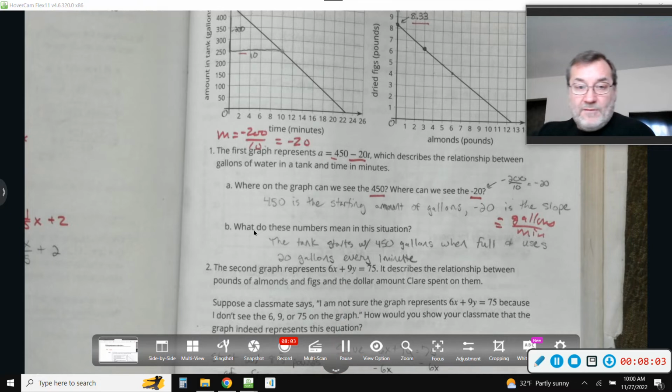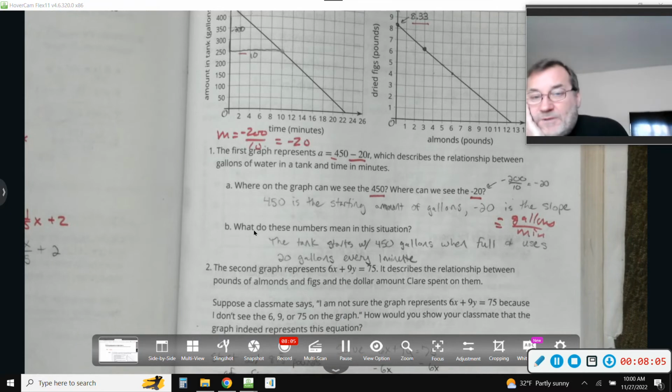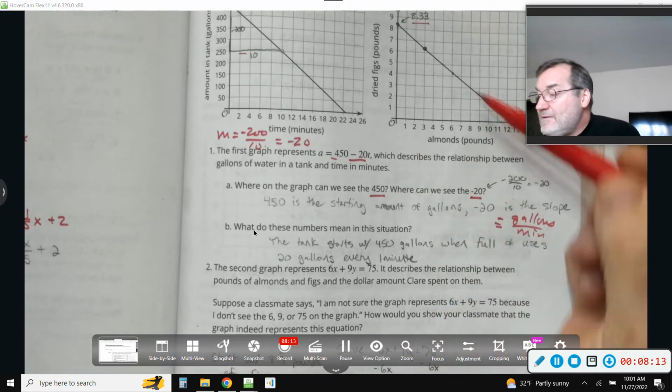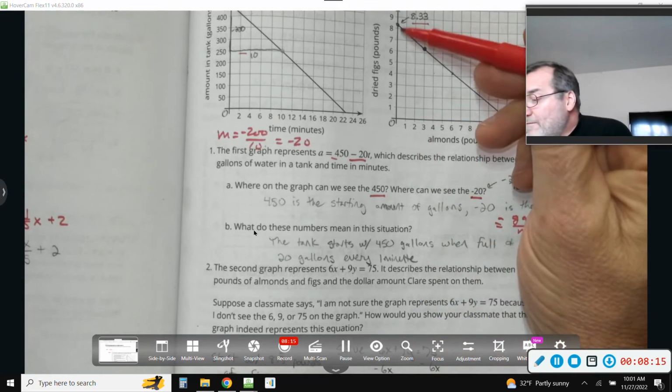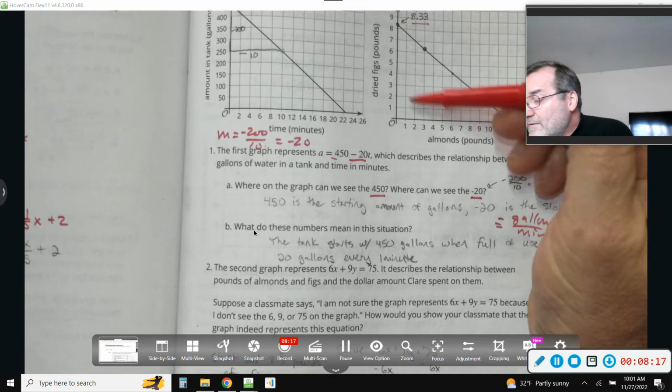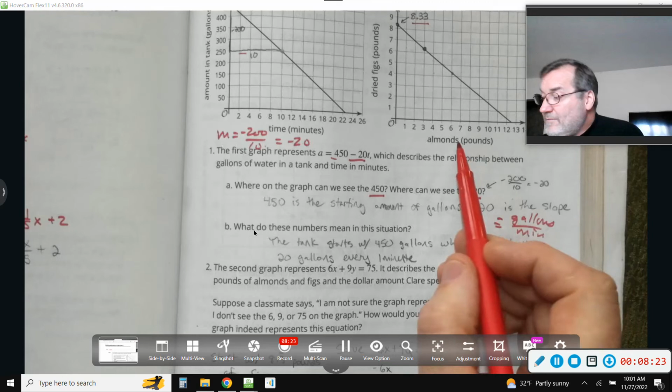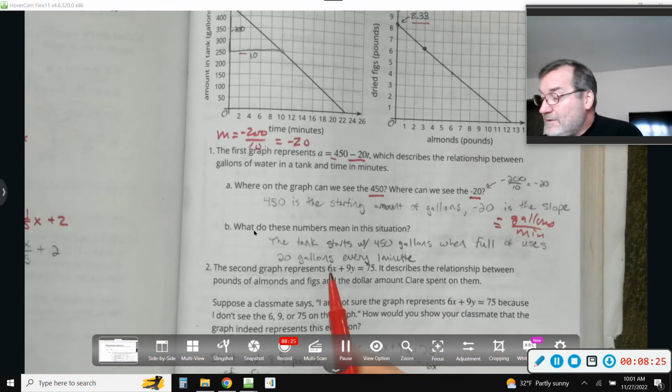Okay, let's start with the second one. The second graph represents 6x plus 9y equals 75. It describes the relationship between pounds of almonds and figs. So you have almonds in pounds along this axis. You have pounds of figs in this. All right, and so here is your relationship. The 6 is with the almonds, so it's going to be $6 per pound. And the 9 is going to be the figs, $9 per pound of figs.